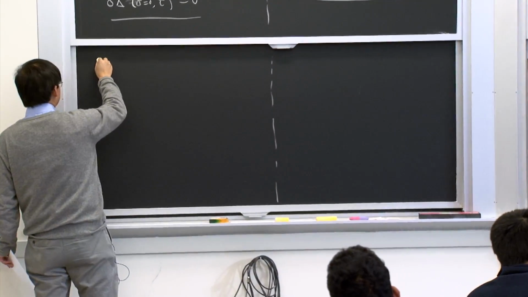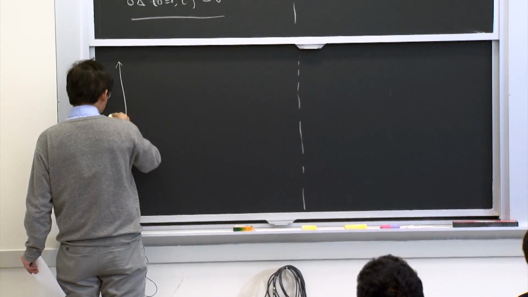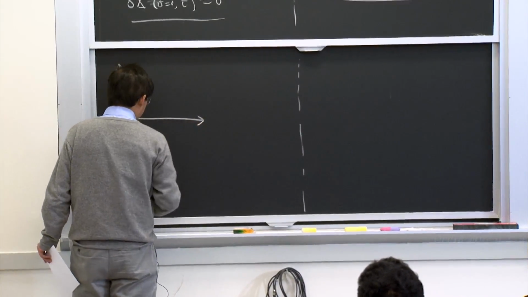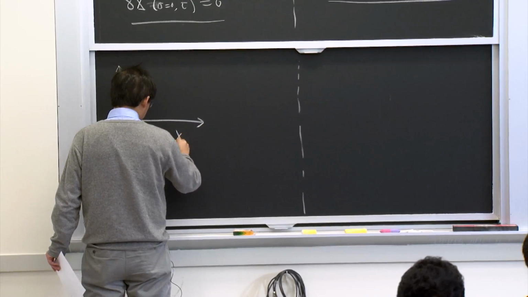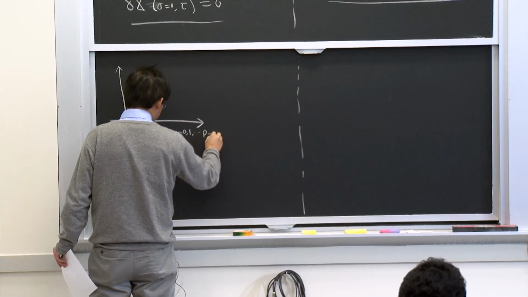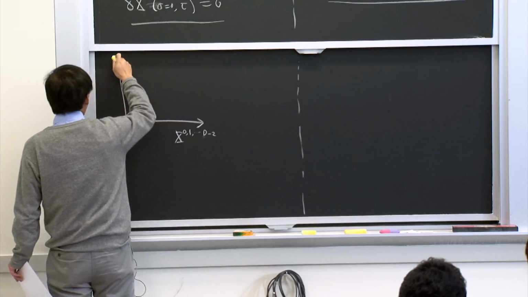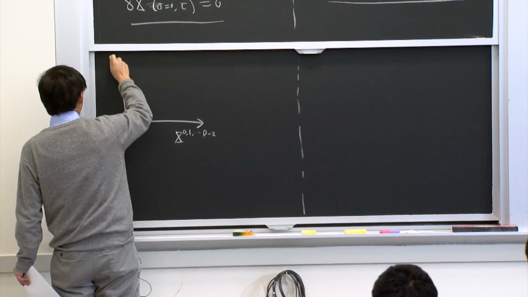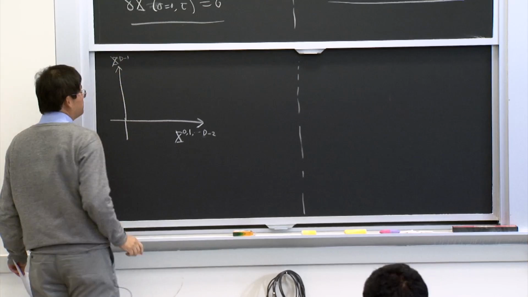So I cannot draw many directions. In particular, I cannot draw 626 dimensions. So let me call the horizontal axis the collection of all the dimensions up to d minus 2, and this axis is the d minus 1 direction. Okay?